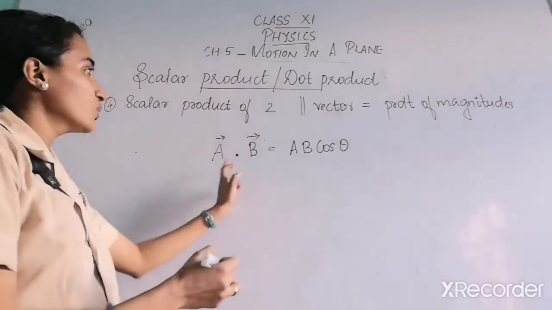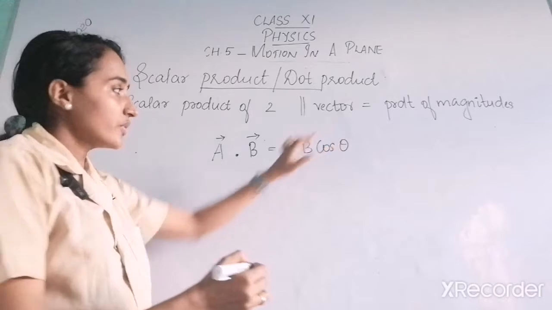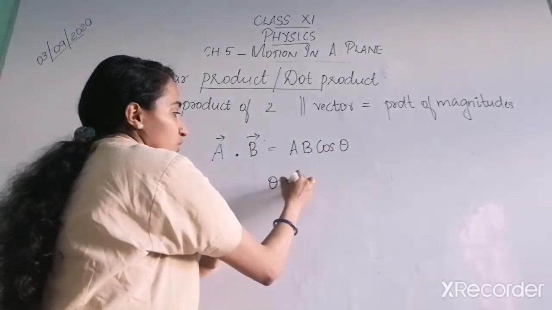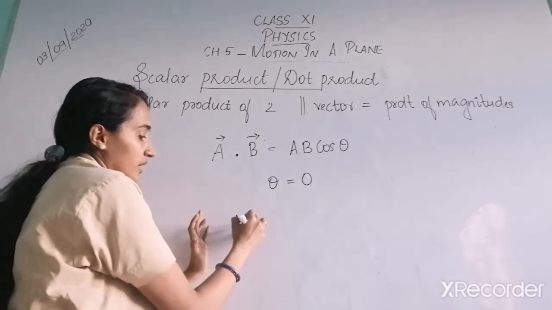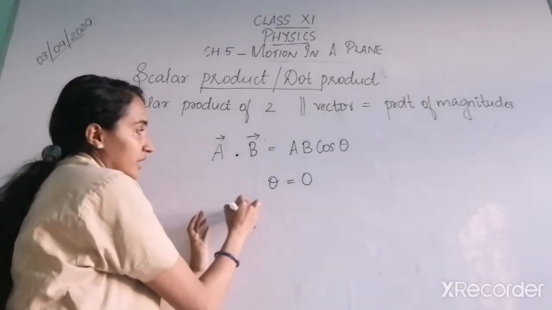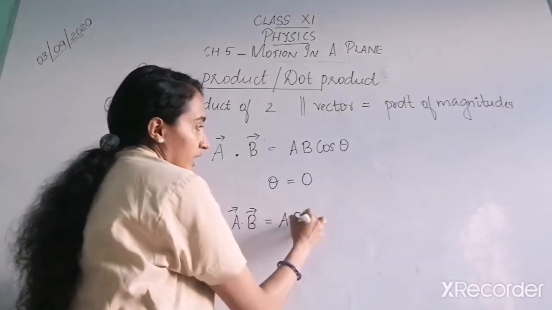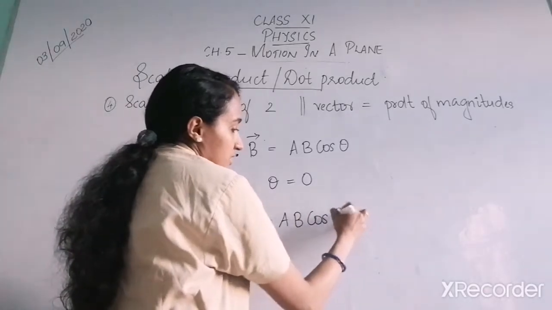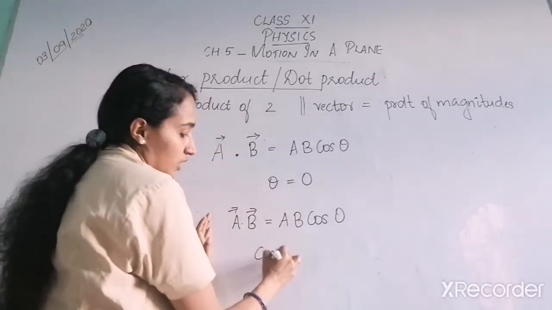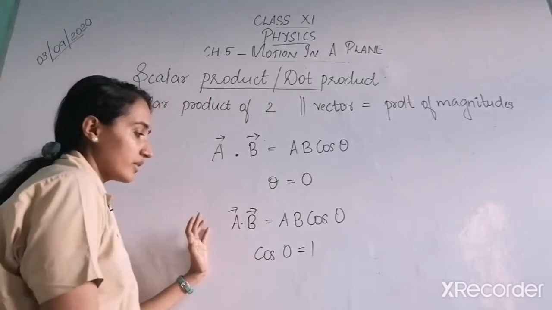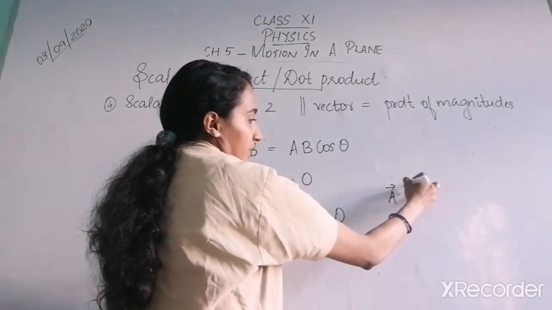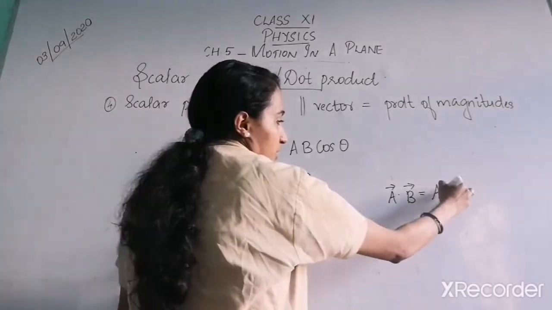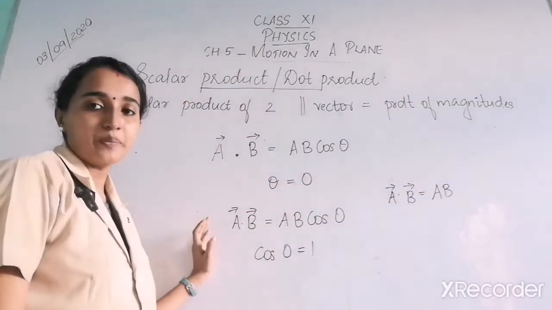Now if these two vectors are parallel, then theta will be equal to 0. So A dot B will be equal to A B cos 0. Now cos 0 is equal to 1. Then A dot B will be equal to the product of their magnitudes, A B.